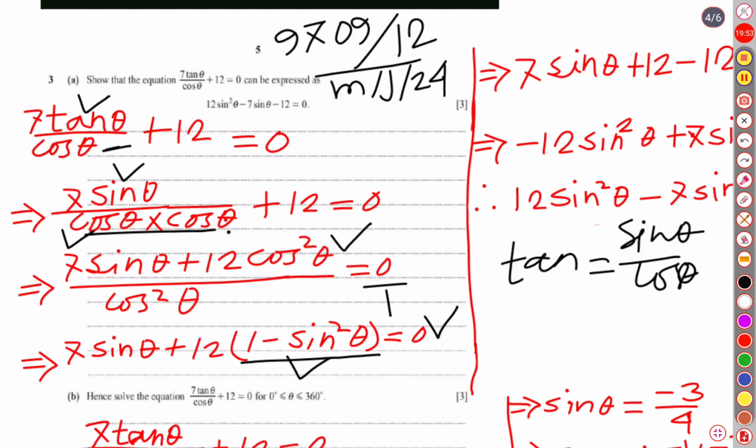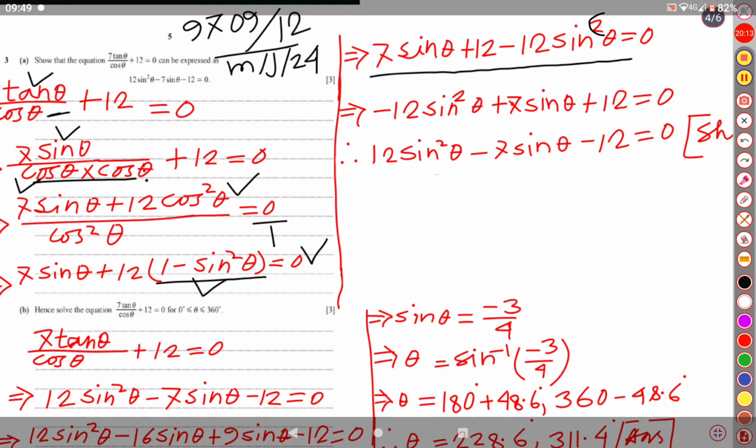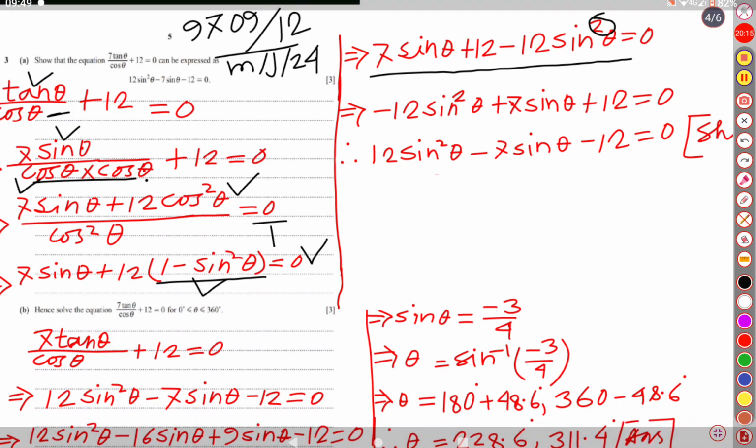Okay, let's move on to the next part. So far, what have we got? 7 sin theta plus 12 into 1 minus sin square theta. If we simplify it, we get 7 sin theta plus 12 minus 12 sin square theta. We can standardize this, that means it can be rearranged as per the order, containing the higher order first. So negative 12 sin square theta plus 7 sin theta plus 12, we have just rearranged.